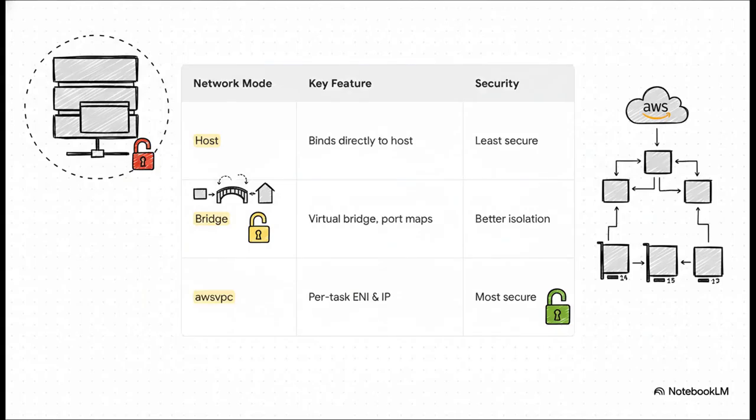So ECS gives you three main networking modes. You've got host mode, which is the most basic. It just sticks the container right onto the host network. Then you have bridge mode, which creates a little virtual network inside the host. But the one you really need to focus on, the star of the show, is AWS VPC mode. This is the one that gives every single task its own dedicated network interface.